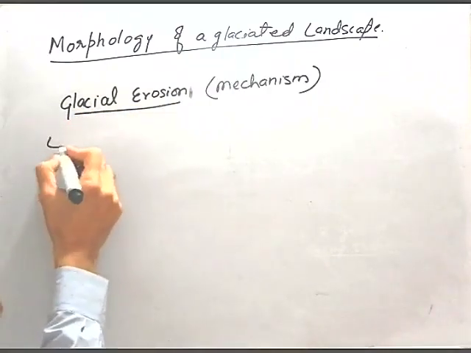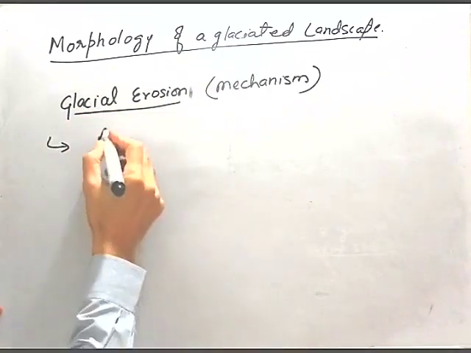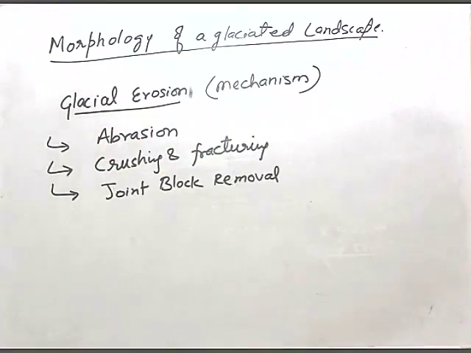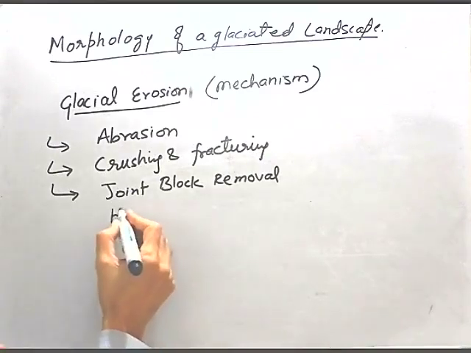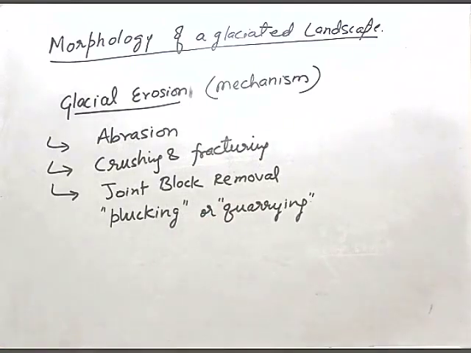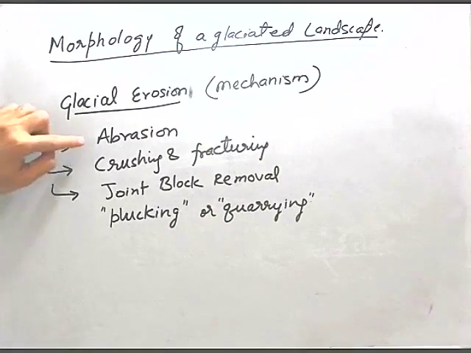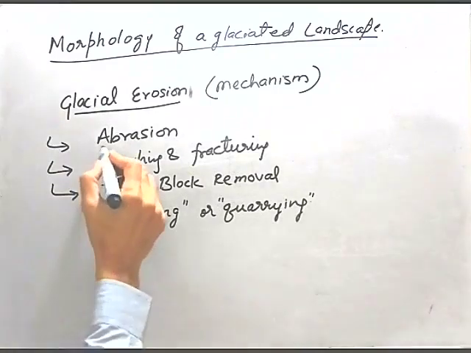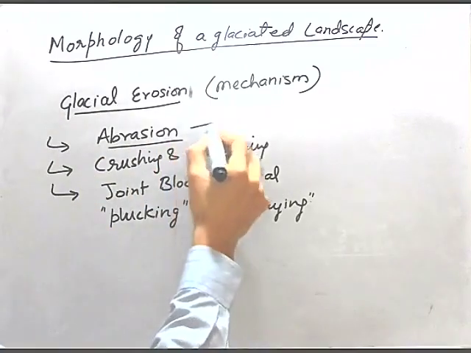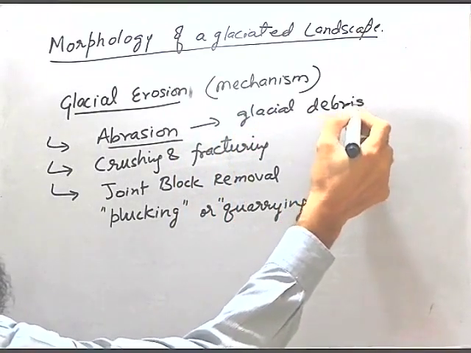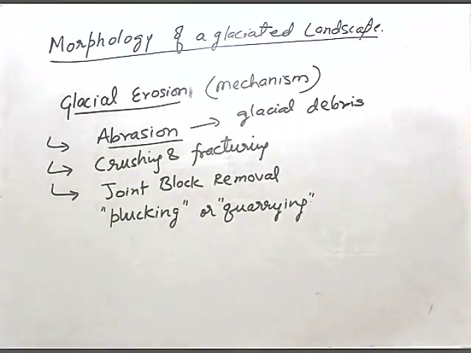So glaciers can erode by abrasion, by crushing and fracturing, and joint block removal. This is also known as plucking or quarrying of the glaciers. Now, abrasion involves the scratching, grooving and polishing by the glacial debris. So the abrasion is basically done by the glacial debris, that is the loose material present within the glaciers.